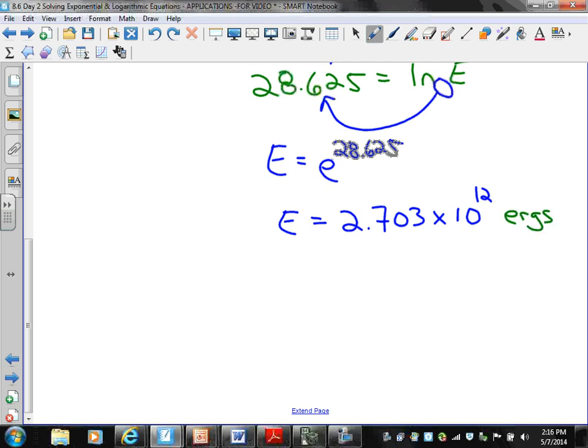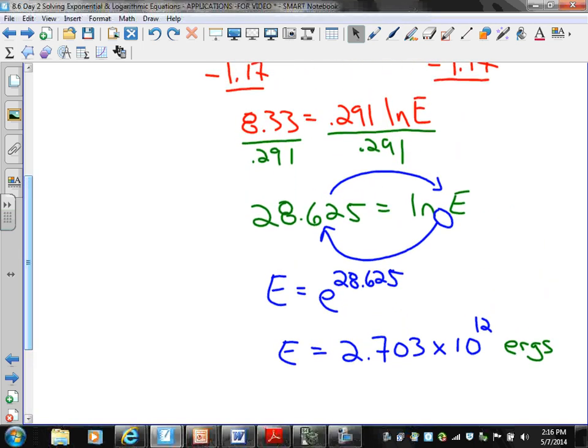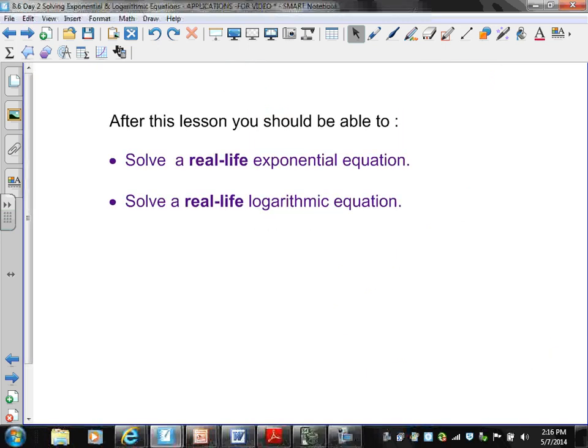So let's see, did we do the things that we set out to do? Did we solve a couple real-life exponential equations? Yep, we did that. We played around with that. And we saw some extensions from the exponential and the log equation that we solved before. And we saw a real-life log equation with the Richter scale, the seismology problem that we just finished up. So again, hopefully this was helpful, and I look forward to seeing you guys in class.